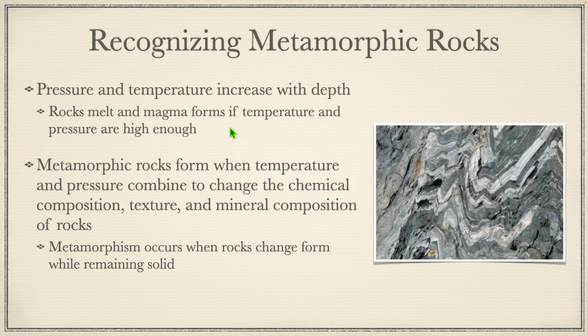So rocks melt and magma forms if temperature and pressure are high enough. But metamorphic rocks form when temperature and pressure combine to change the chemical composition, texture, and mineral composition of rocks without completely melting them, or really melting them at all. Metamorphism occurs when rocks change form while remaining solid. We call this solid state transformations.